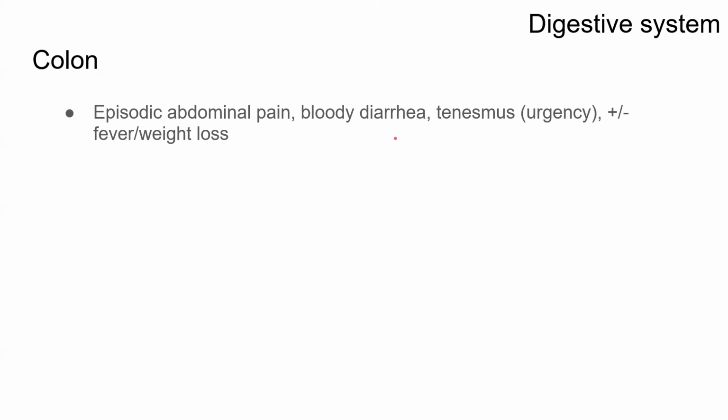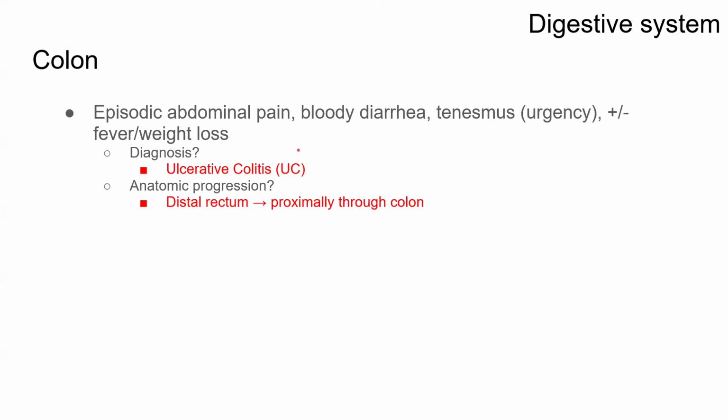One quick thing that I want to mention about the urgency, I remember learning that blood is basically a laxative. So if there's any blood in the stool, they'll be having a lot of bowel movements very frequently. So that's why they have tenesmus or urgency. So the diagnosis in this case is ulcerative colitis or UC, which is the other flavor of inflammatory bowel disease. The anatomic progression of UC is it starts in the distal rectum and then progresses proximally through the colon, and that's it. It doesn't go any further than the colon.